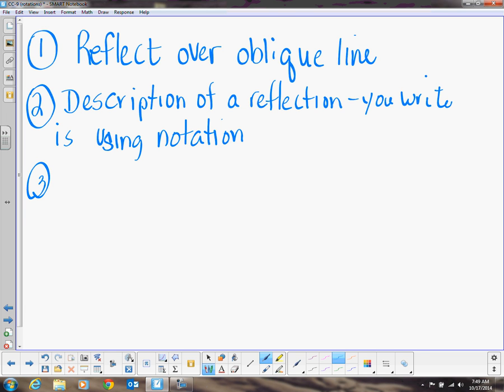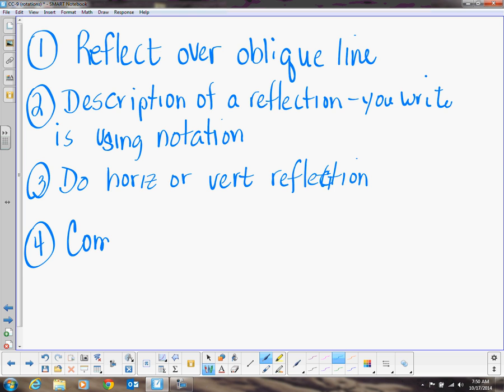Another one? You're going to do a horizontal or vertical reflection. That means you need to know x equals is a vertical line, y equals is a horizontal line. That you actually use for reflections on graph paper. All right, two more.